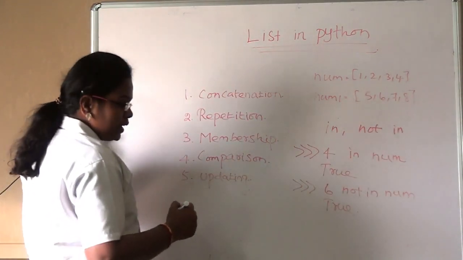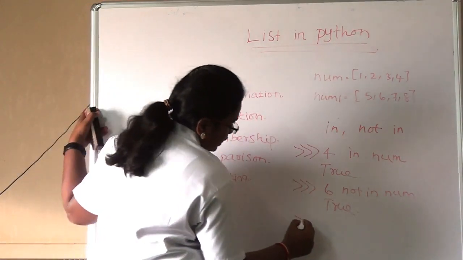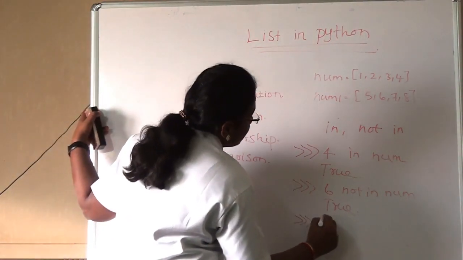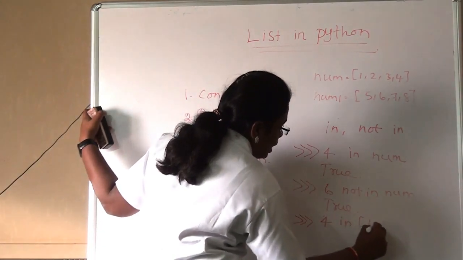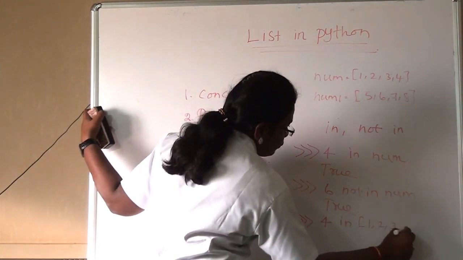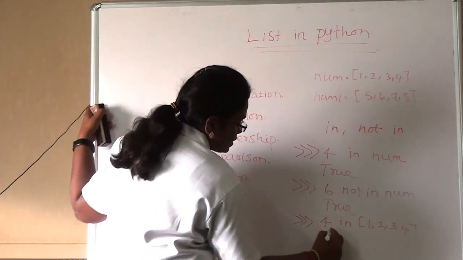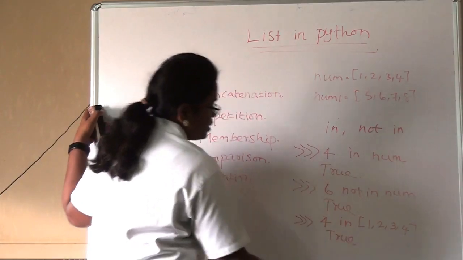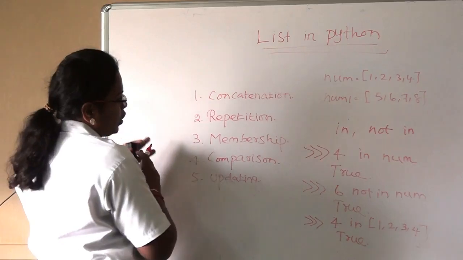You can specify, instead of the name of the list, the list itself. For example, 4 in the list 1, 2, 3, 4. Directly you can specify the list, and it will return the answer true. So this is the membership operator, by using the two operators in and not in.